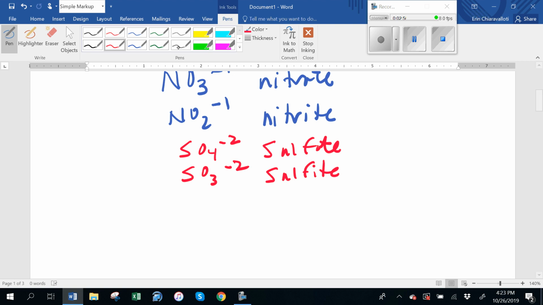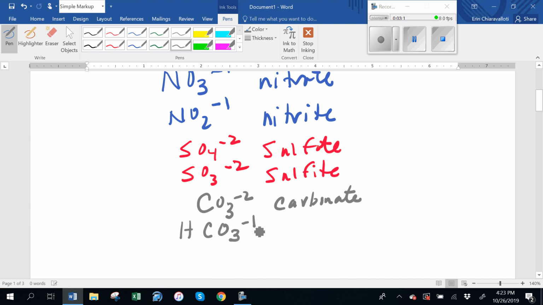Other ones that you need to know are carbonate, CO3 minus 2. But there is no carbonite. Instead, we have something that has a hydrogen. So hydrogen carbonate. And so anytime we're adding a hydrogen, we're assuming it is a +1. So if I add a +1 to a -2, then I end up with an overall -1 charge. Hydrogen carbonate can also be called bicarbonate.